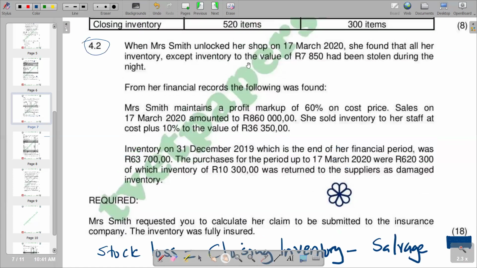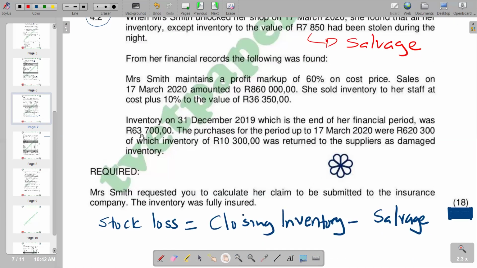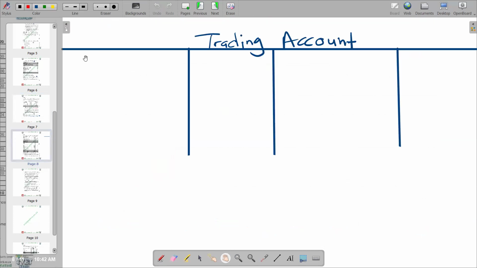If you go there, you see that we are told that she found that all her inventory, except inventory to the value of R7,850, had been stolen during the night. So this inventory that is remaining becomes the salvage. The task that we have now is to find out about the closing inventory, so we are going to open a T account.